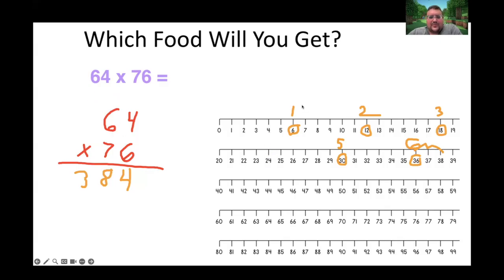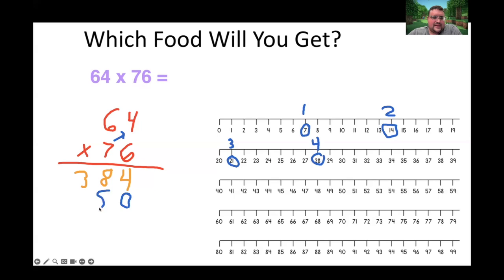Now we want to do the same thing where we do 7 times 4 and then 7 times 6. So let's do it. Before we do that, don't forget, placeholder in the ones. I want my first answer to be right here in the tens. Let's do 7 times 4. We're going to count by 7 4 times. 7 times 1 is 7. 7 times 2 is 14. 7 times 3 is 21. 7 times 4 is 28.